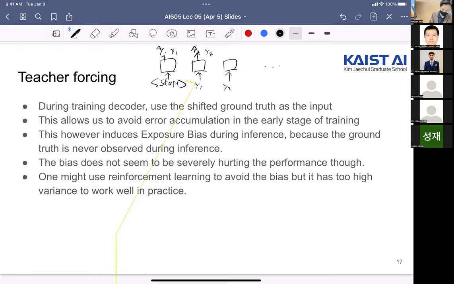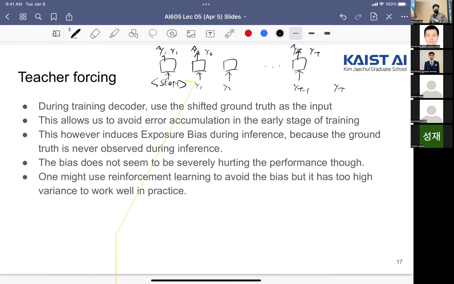Right. So if you go up to the last time step, then this becomes yt minus one, and this is predicting yt, and this is compared against the actual ground truth yt. And that's why I'm saying that you're shifting the y by one to the right, because you see this yt would have been here, but then this has been shifted. So again, this avoids error accumulation in the early stage of training.